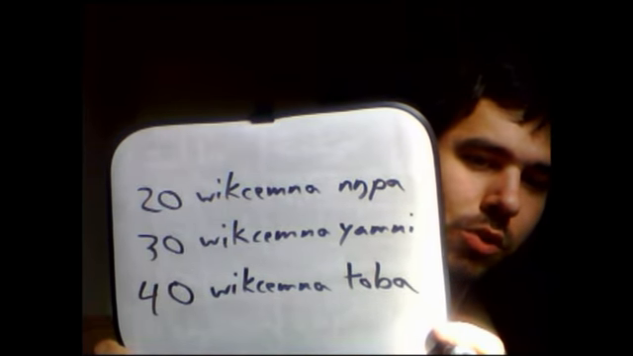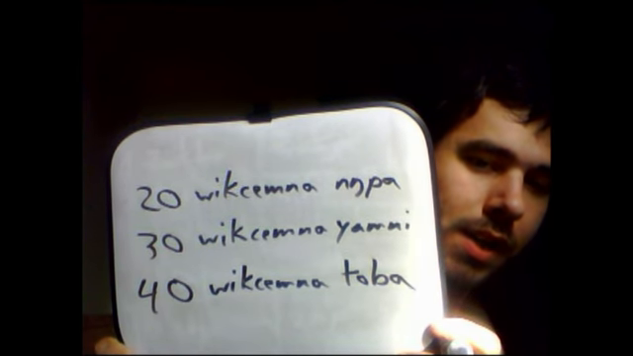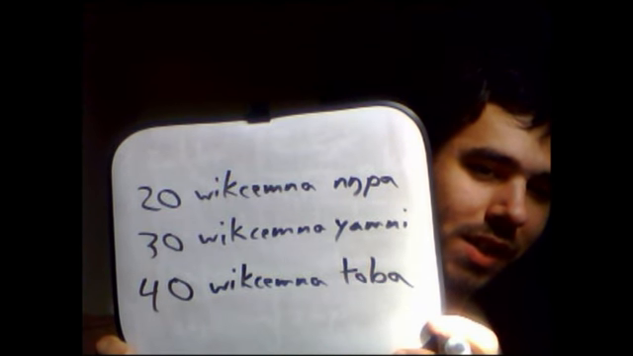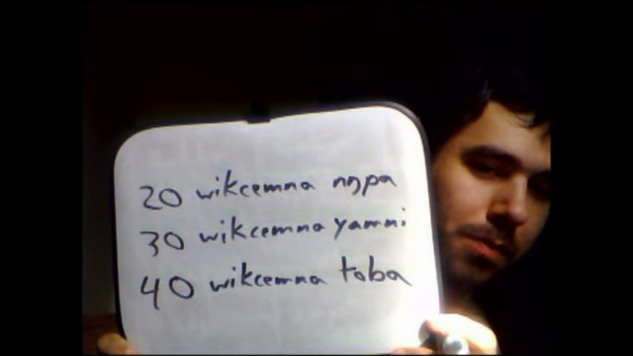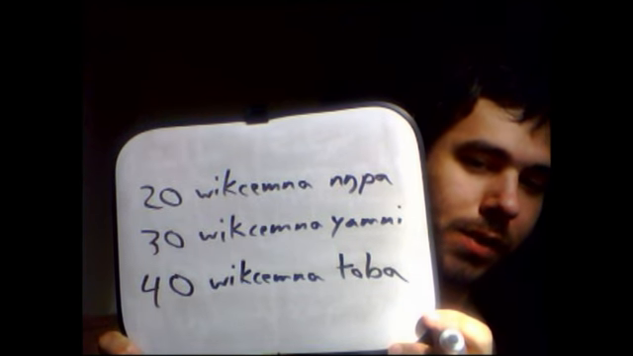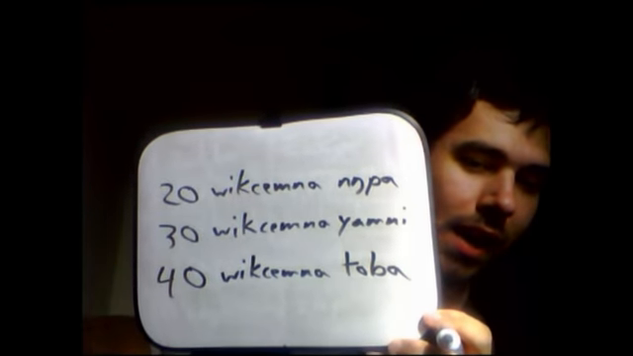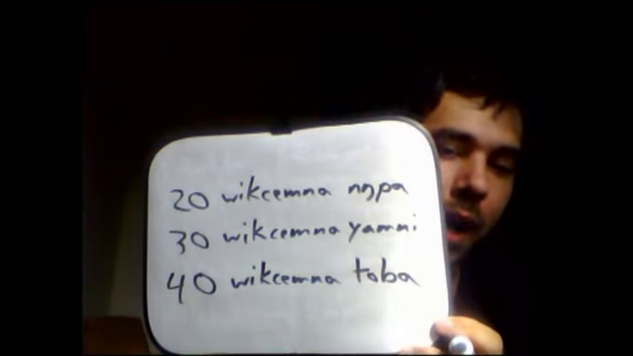And for these ones, 20, 30, 40, up to 90, Wikchemna Nompa, Wikchemna Yamni, Wikchemna Topa. It's pretty much that simple. And then again, for the numbers in between, 21, 22, 23, 31, 32, etc., you again just write that part and then the ake Wangi, ake Nompa, ake, etc.